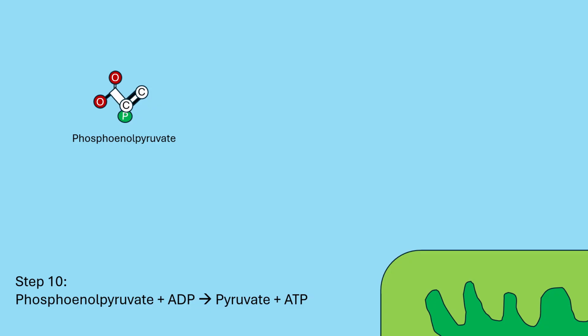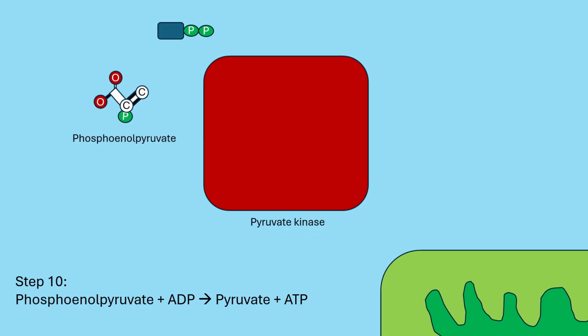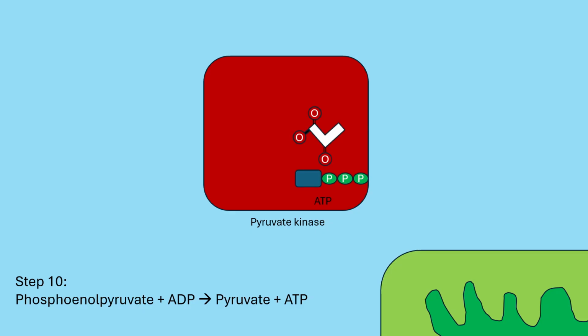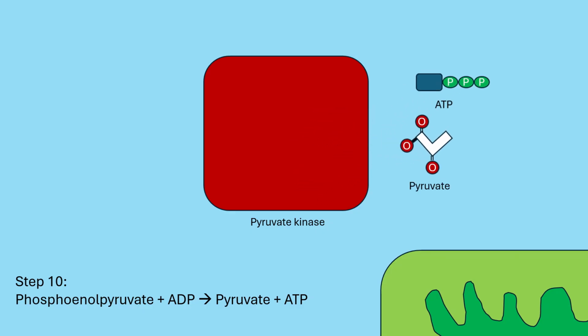In the 10th and final step of glycolysis, phosphoenol pyruvate and ADP enter pyruvate kinase. This enzyme transfers the high-energy phosphate group of PEP to ADP, which produces ATP and the last product called pyruvate. This step is the third and final irreversible step in glycolysis. Remember that the step produces 2 ATP and 2 pyruvate molecules. Pyruvate is the end product of glycolysis and will move into the mitochondria for the next stage of cellular respiration.